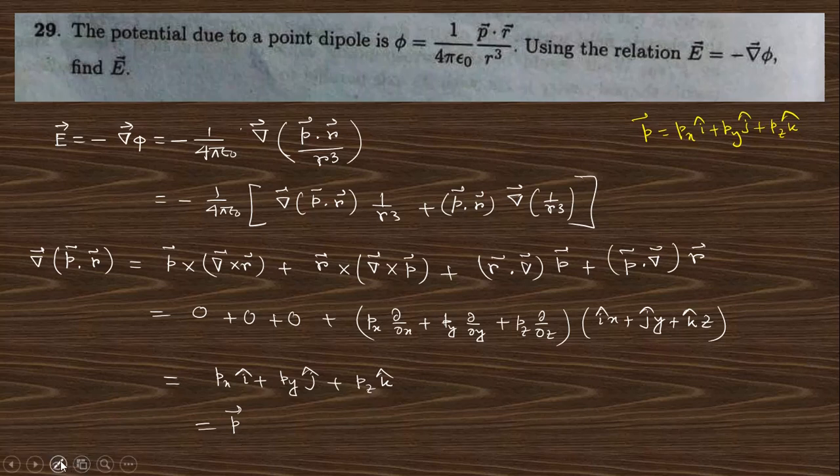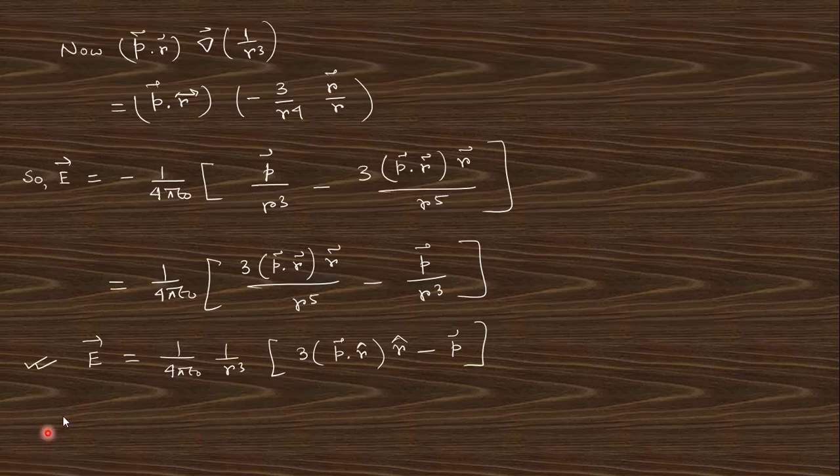If you take this, you can write the divergence, you remember i cap del del x, so this will be Px del del x, Py del del y, and Pz del del z, and this was the r vector, i cap x, j cap y. So if you take the derivative, then you will get i cap, and when we take the derivative with respect to y, we will get j cap only, with respect to z will be k cap only. So this is nothing but the p vector. So finally from this expression we will get the p vector only.